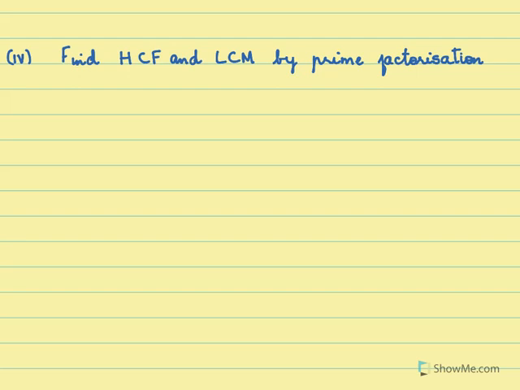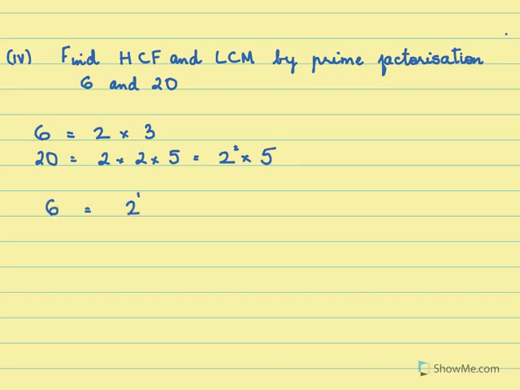Find HCF and LCM by prime factorization of 6 and 20. So the first step is to do the prime factorization. 6 is 2 into 3, and 20 can be written as 2 into 2 into 5, which is 2 square into 5. Let me just write it again. That is 2 raised to 1, 3 raised to 1, and for 20, 2 raised to 2, 5 raised to 1.